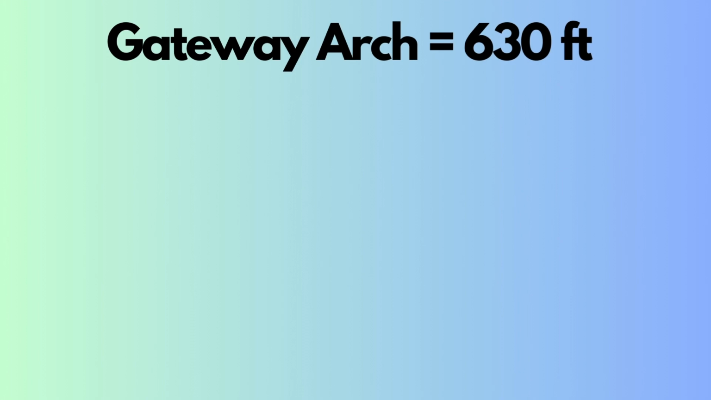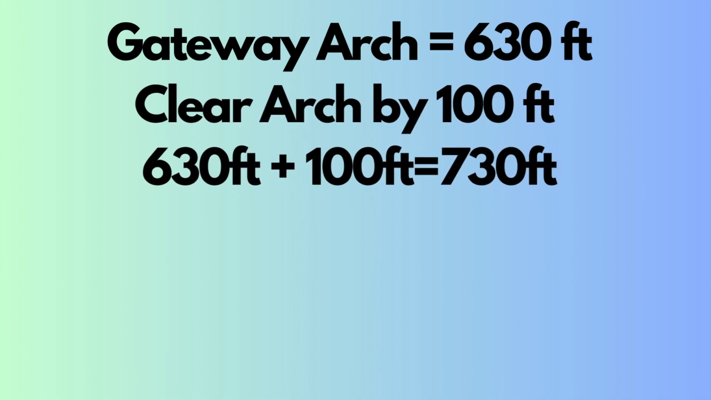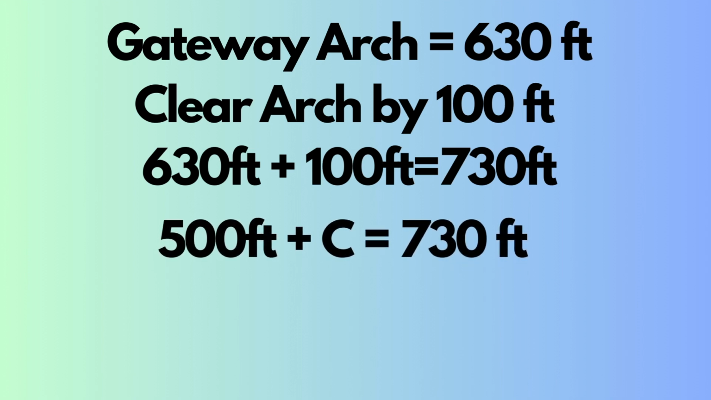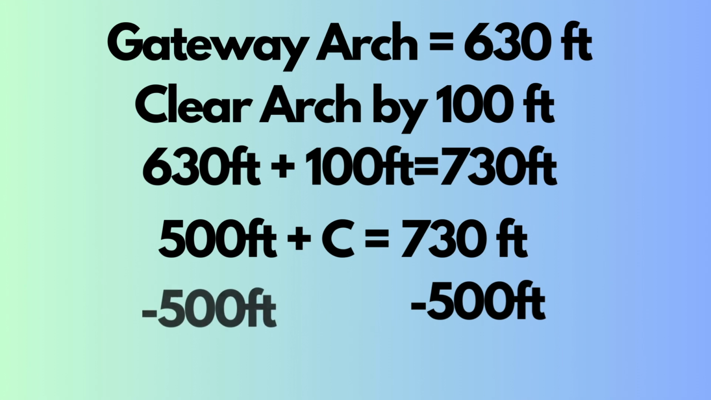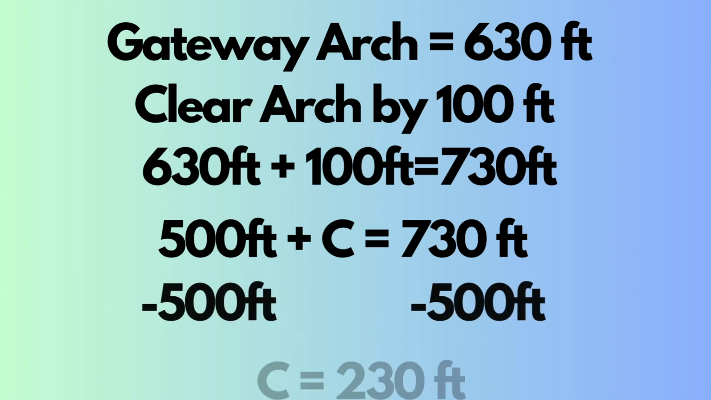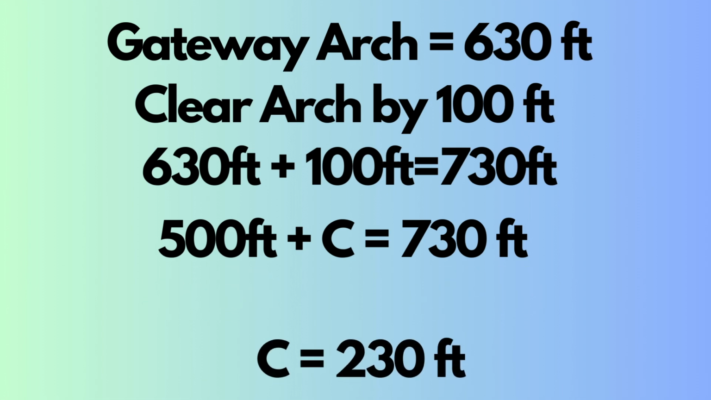The Gateway Arch is 630 feet. We're going to clear the arch by 100 feet, so we need to fly at an altitude of 730 feet. 500 feet plus the distance we're going to climb equals 730 feet. Let's subtract 500 feet from both sides. Now we've climbed 230 feet to clear the Gateway Arch.